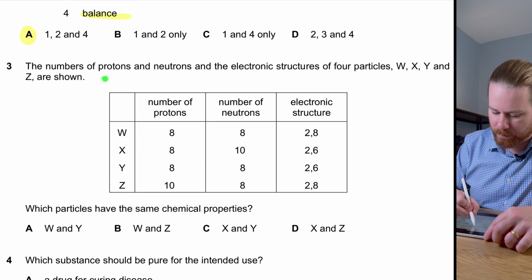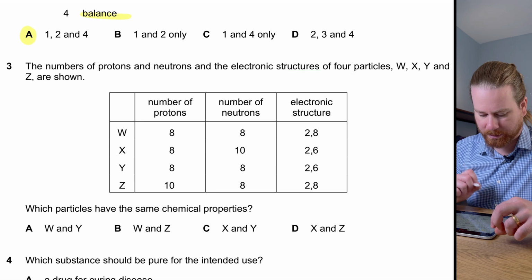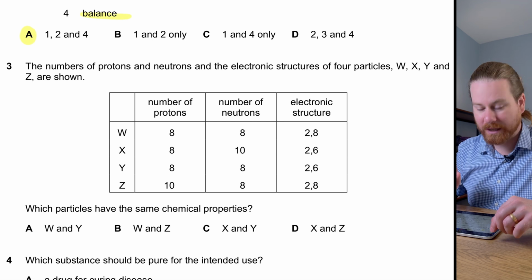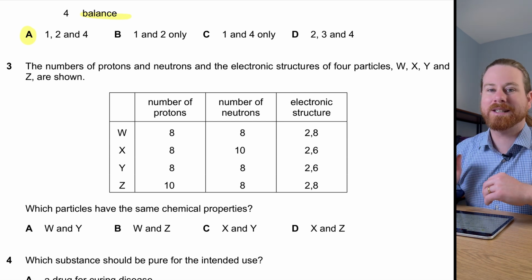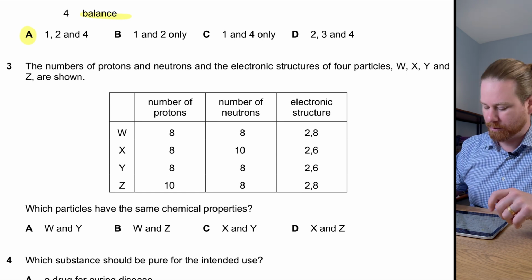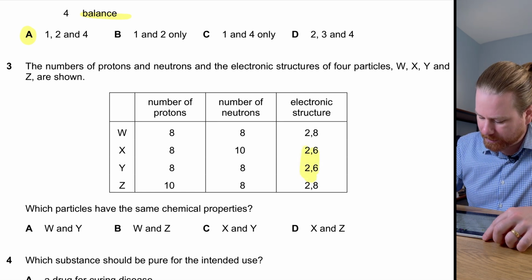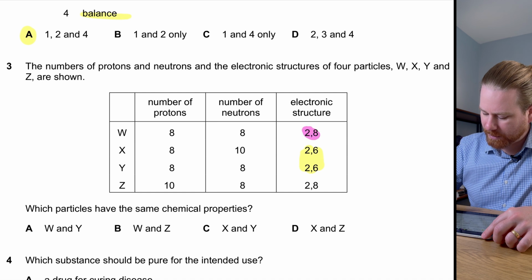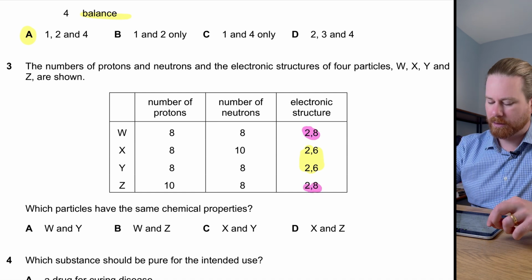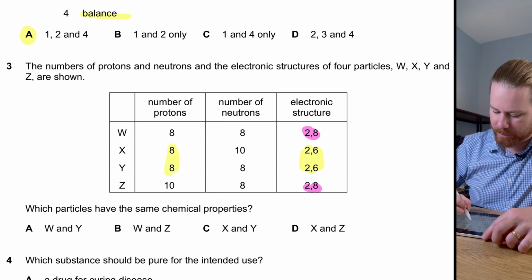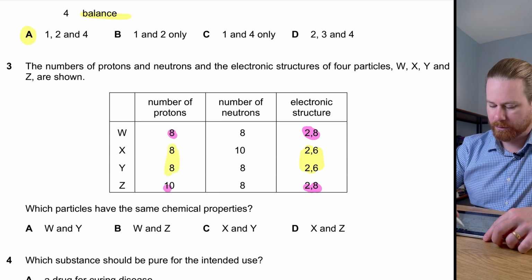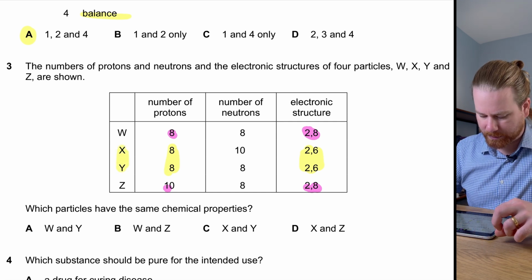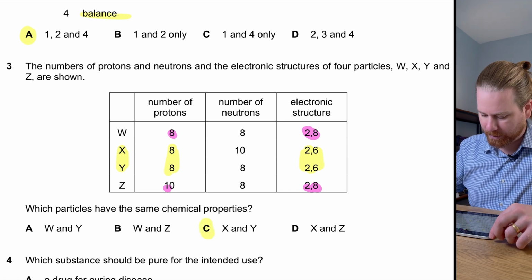All right, so now we have some protons and neutrons and some electronic structures for some elements. Our question is, which particles have the same chemical properties? Chemical properties are always dictated by the electronic structure, whether we have an ion formed or not. So let's have a look at our electronic structure. These 3 are the same, and these are the same. Now let's have a look at if the number of protons matches up. Here, these protons match up. These are different. So it should be these two, X and Y. Here we go, X and Y, happy days.